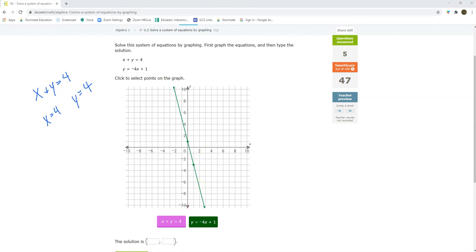Actually, let me get out of the drawing mode. X equals 4. Okay, let's go back to this one. X equals 4, y equals 4. And this guy is start at 1, go down 4 over 1. And it's crossing at -1, comma 5.